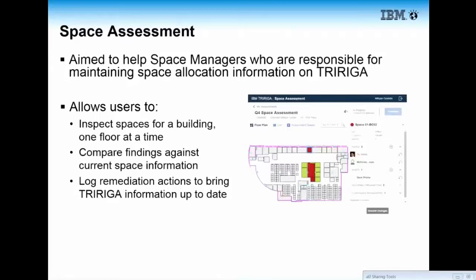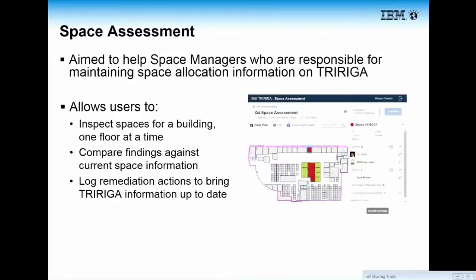What is space allocation information? It's the level of association of other TRIRIGA records or elements, for example, people or assets. This association between these other elements and space is referred to as space allocation.